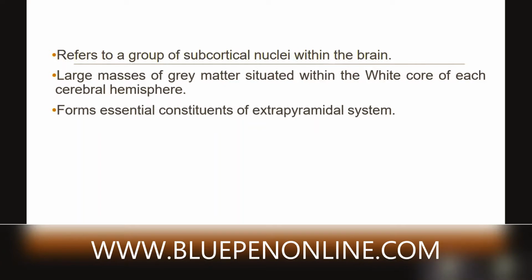Descending pathways, motor signaling. Yes, exactly. Motor signaling. So the descending pathways are of two types, that is the pyramidal tract and the extrapyramidal tract. The basal ganglia helps in coordinating the extrapyramidal system as well as the pyramidal system. So it is in close cooperation with these two systems or these two tracts.